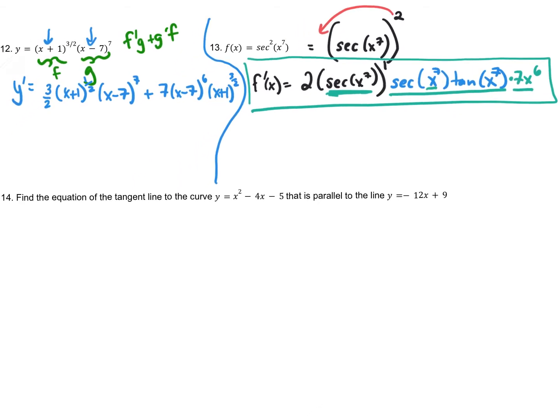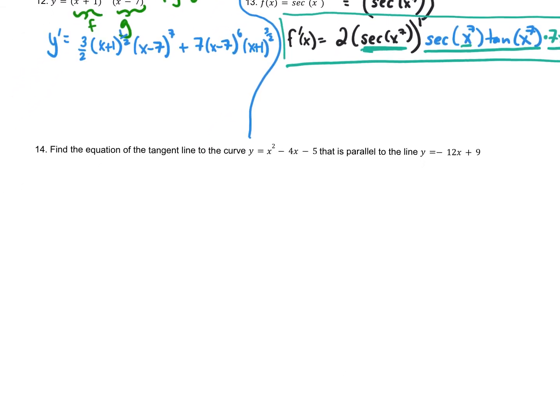All right, if we look at number 14, it says find the equation of the tangent line to the curve y equals x squared minus 4x minus 5. This is a very traditional calculus problem where we know that the slope of the tangent line is given by the derivative. So dy dx is 2x minus 4, nothing crazy about that.